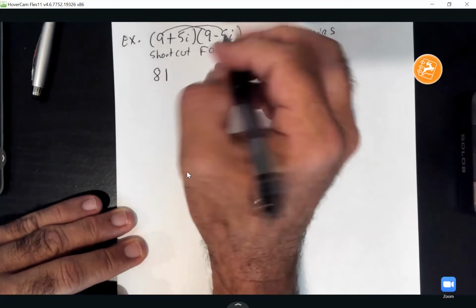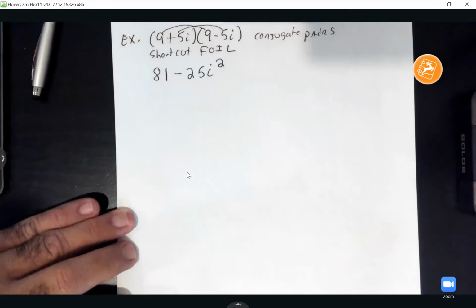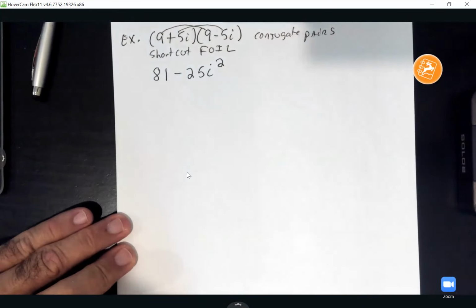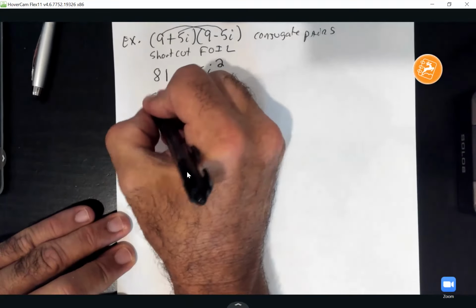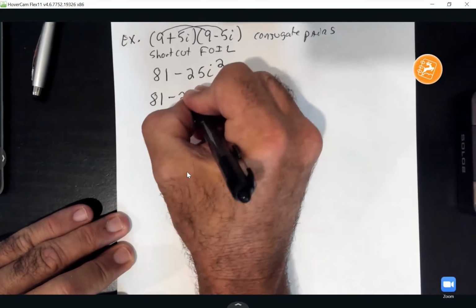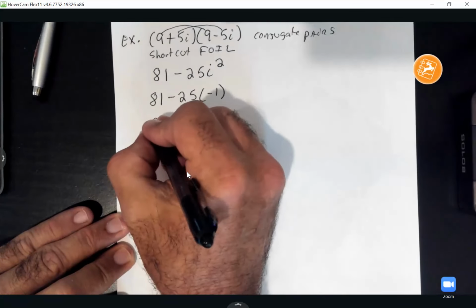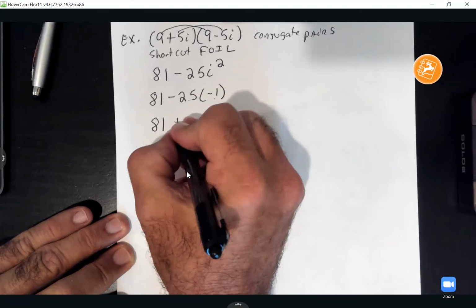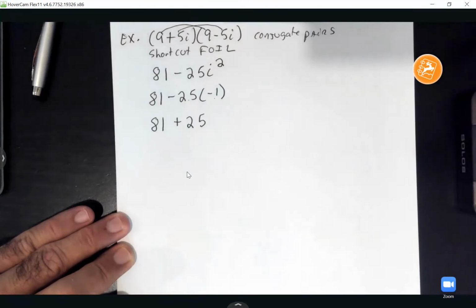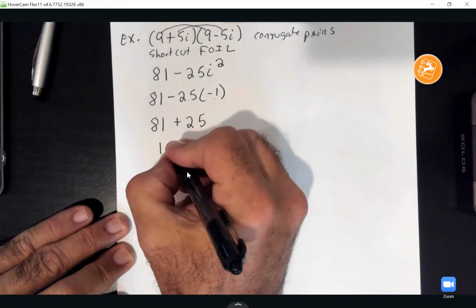5i times negative 5i is a negative 25i squared. So let's think of our next step, y'all. Our next step, we got to take care of that i squared. So replace the i squared with your negative 1. And all that negative 1 is doing is turning that negative 25 into a positive 25. And y'all, finally, we can add that. So let's see, 81 and 25, give me what, a 100?